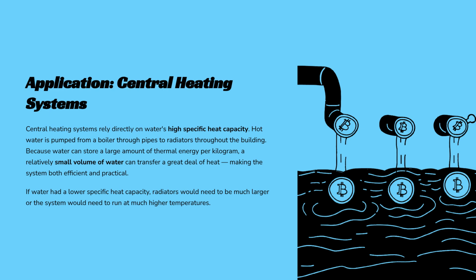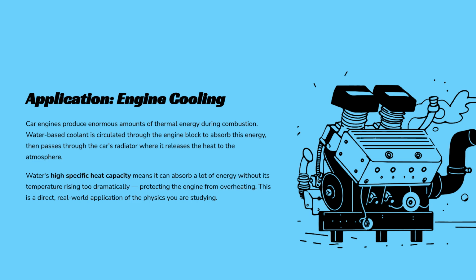Central heating systems utilize water's high specific heat capacity. Because water can store a large amount of thermal energy per kilogram, a relatively small volume can efficiently transfer heat throughout a building. If water had a lower capacity, radiators would need to be much larger or operate at higher temperatures. In engine cooling systems, water-based coolant absorbs enormous amounts of heat from the engine block. Thanks to water's high specific heat capacity, it can absorb this energy without its own temperature rising too dramatically, effectively preventing the engine from overheating.